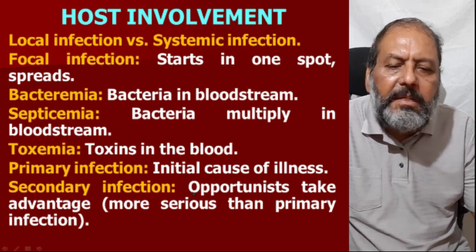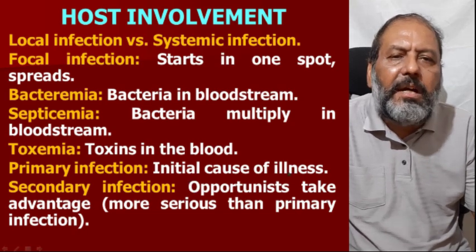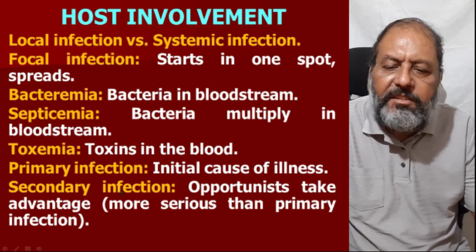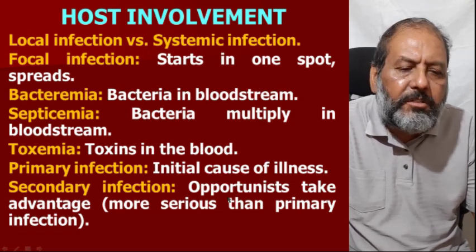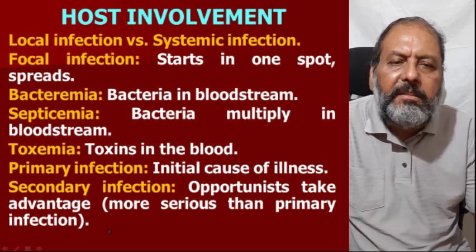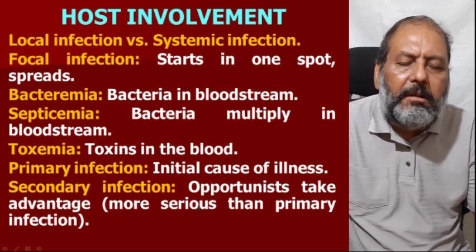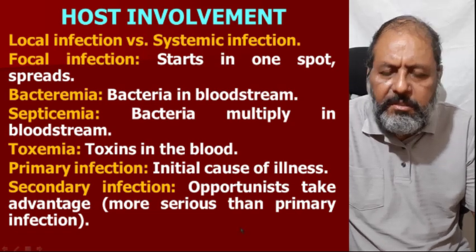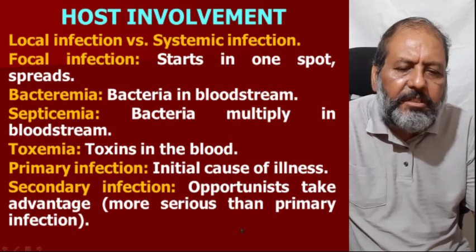Primary infection is the initial cause of the illness, for example one that just started in the GIT. And secondary infection is when opportunists take advantage, and it is more serious than the primary infection. The person is admitted to the hospital for the gut infection, and there the patient gets pneumonia or another more serious infection.